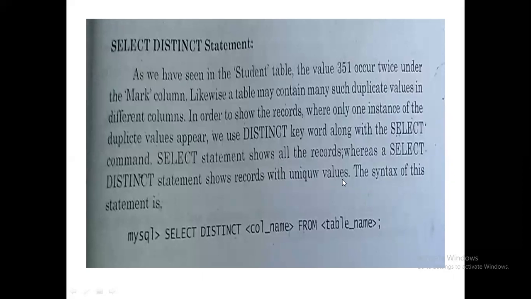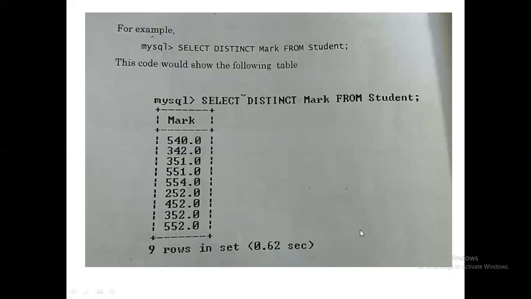Select distinct statement. As you have seen in the student table that value 351 occurred twice under the marks column. दो बार 351 repeat हुआ है. So likewise a table may contain many such duplicate values in different columns. In order to show the records where only one instance of the duplicate value appears, we use the distinct keyword along with the select statement. Select statement shows all the records, whereas select distinct statement shows records with a unique value. The syntax of this statement is select distinct column name from table name.